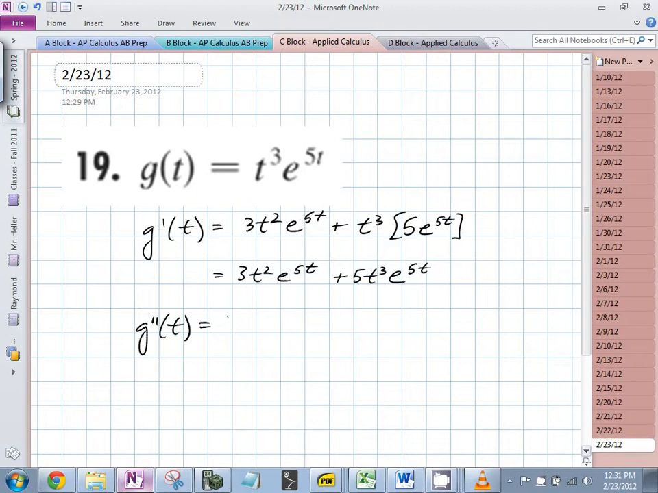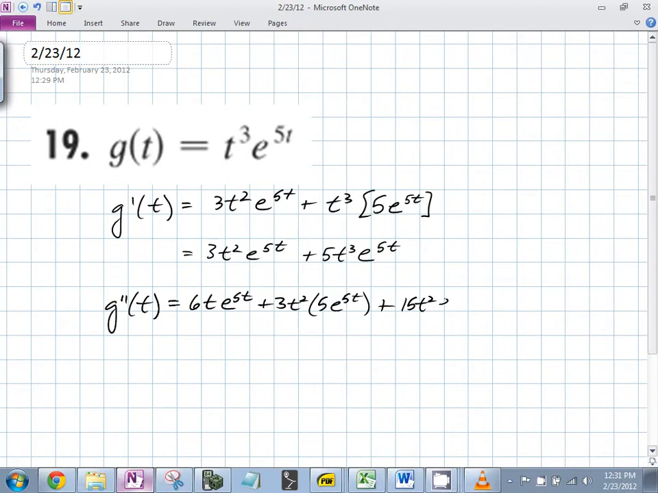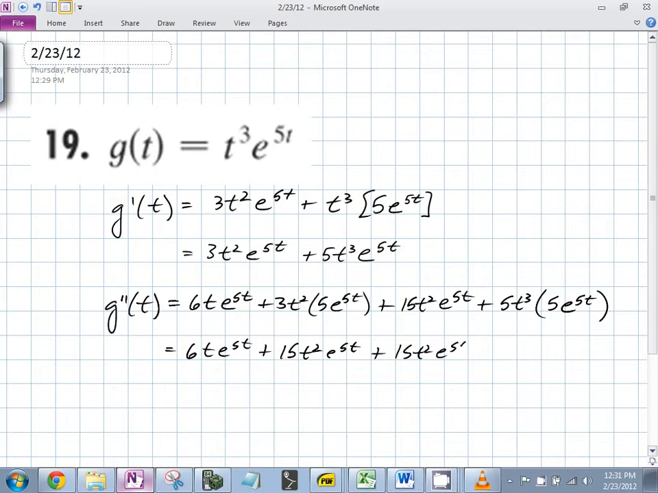6t. The derivative of the first times the second plus the first times the derivative of the second, plus the derivative of the first times the second plus the first times the derivative of the second. So you end up with 6t e to the 5t plus 15t squared e to the 5t plus 15t squared e to the 5t plus 25t cubed e to the 5t.